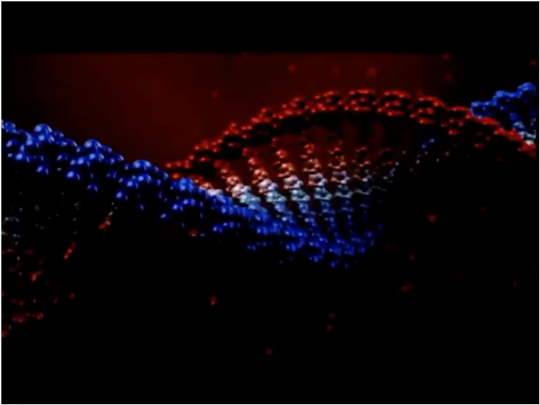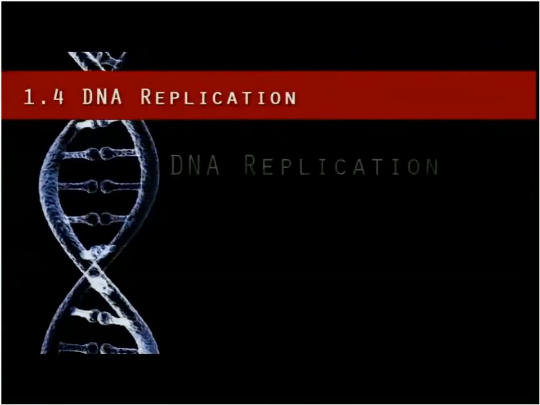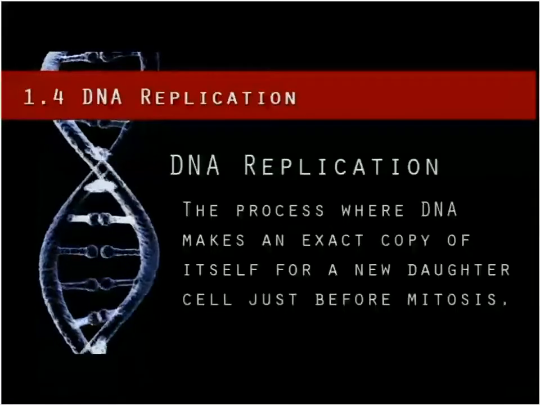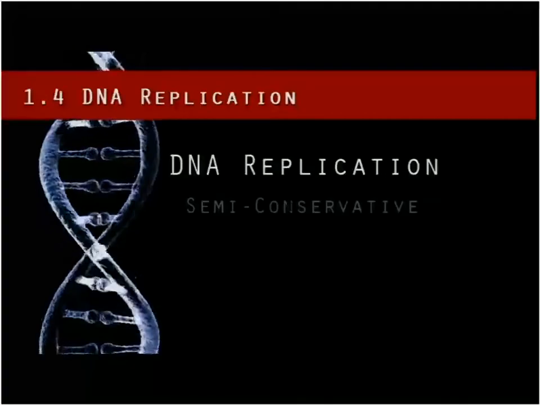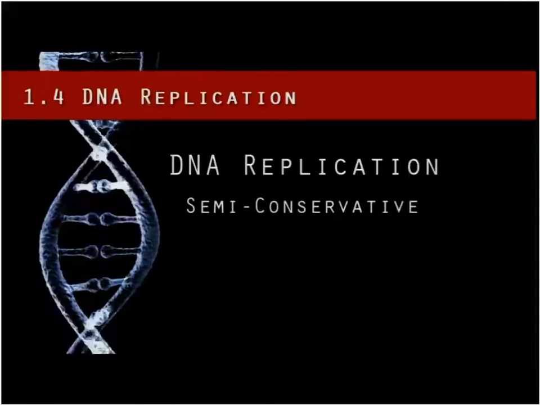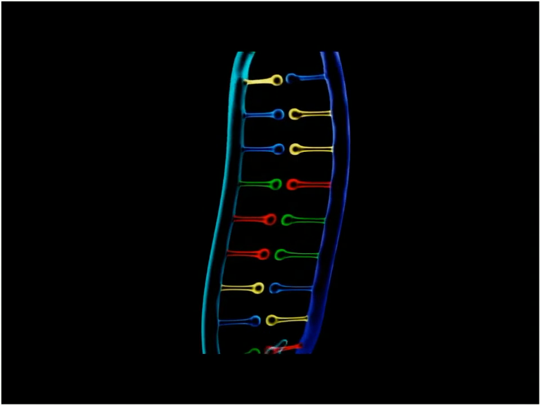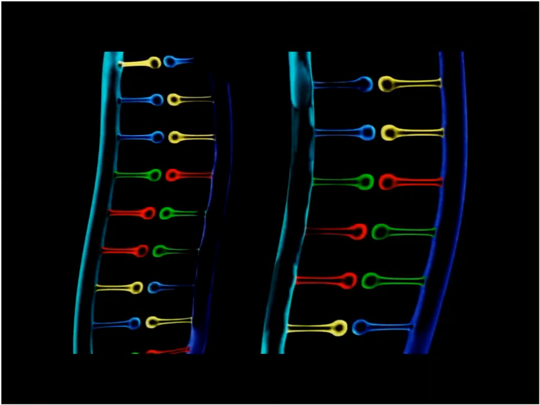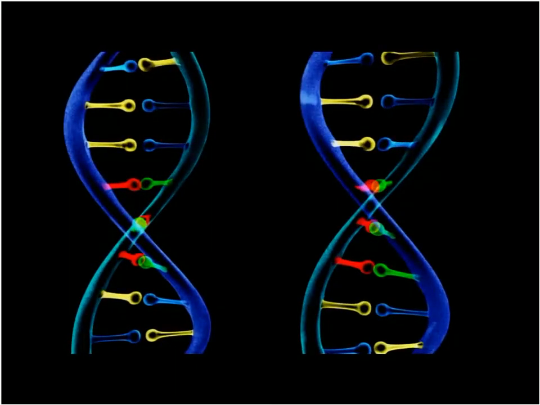If the cell is going to be identical, it must also have the same copy of DNA. DNA replication is the process where DNA makes an exact copy of itself for a new daughter cell just before mitosis. DNA replication is semi-conservative. This means that instead of having an entirely new copy of DNA for the new cell, a parent DNA strand splits in half, and each half adds a new complementary strand. The result is that each of the two double-stranded molecules of DNA are half old and half new. Let's explore how this happens.